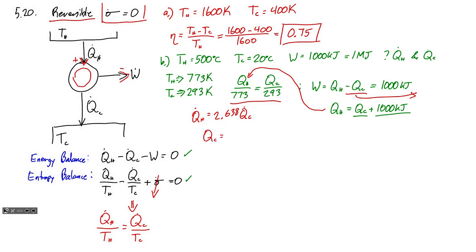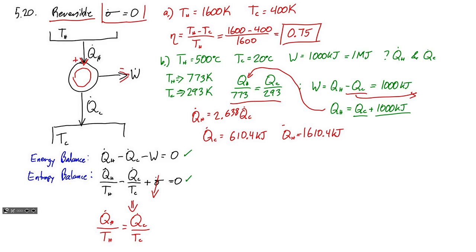QC is going to be equal to 610.4 kilojoules. QH is going to be equal to 1610.4 kilojoules. Pro tip, you can absolutely check to see whether your answer makes any sense in these problems super easily. And it should be very clear exactly how you're going to do that.